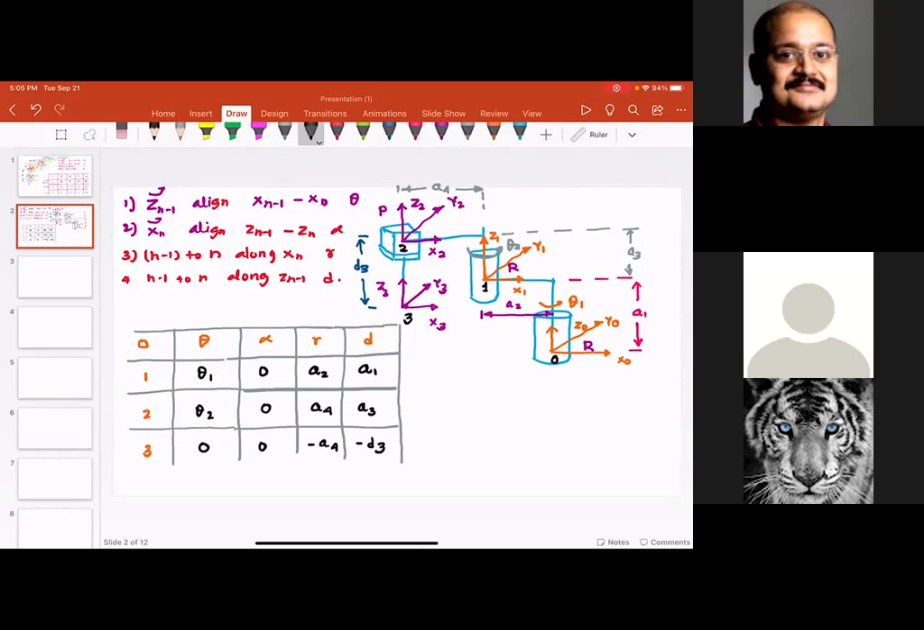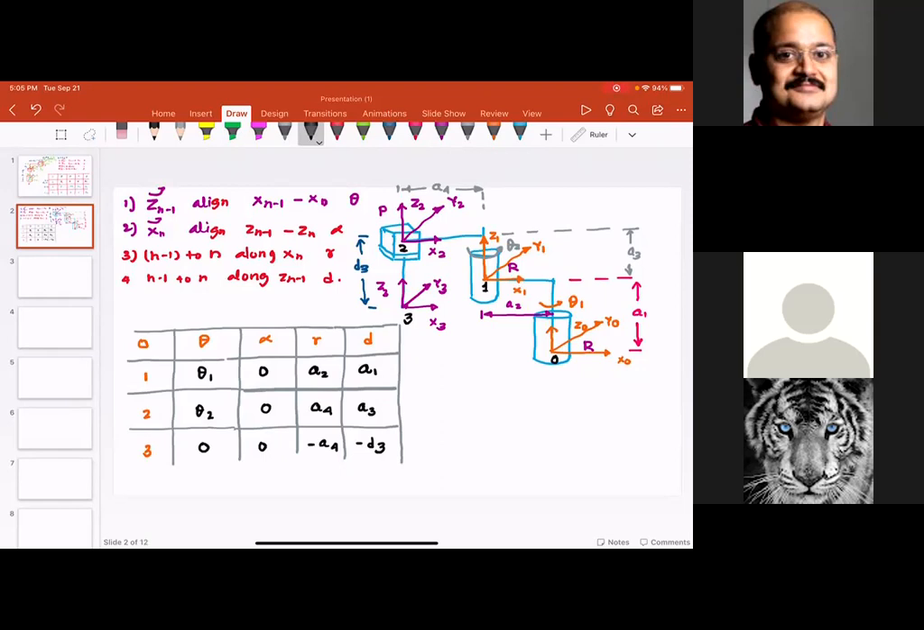Then the last one is D, from 0 to 1 along Z(n-1), which is along Z0, which is A1. Any question about the first row? Let's go to the second row. So my n is equal to 2. So Z(n-1) is Z1, rotation about Z1 so that X1 gets aligned with X2 for all values of theta. So that's why I have positive theta 2.